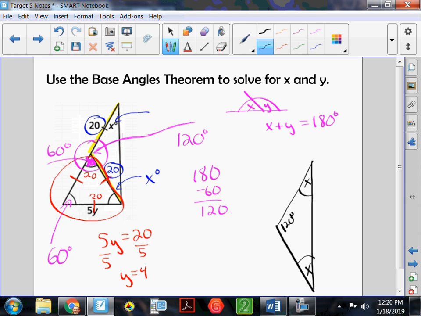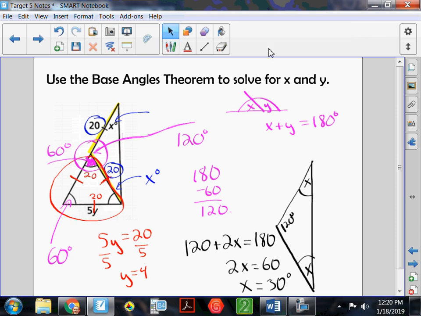I can then use the triangle sum theorem to say 120 plus 2x, x plus x is 2x, 120 plus 2x is equal to 180, and I can solve that equation. Subtract 120 from both sides, 2x is equal to 60, divide by 2 on both sides, and x is equal to 30. So that's a couple of examples of how to use the base angles theorem as it relates to target 5.